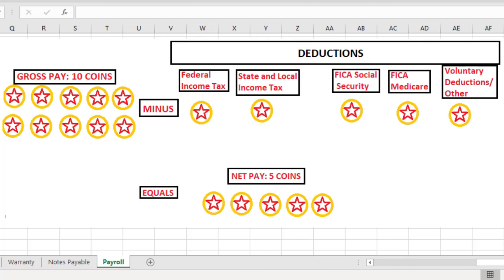Hello! Today we are going to be talking about payroll liabilities. But before we get into a problem, I want to talk about this graphic that I've created. If you are an employee working for a company, in any given period you're going to make some amount of money, let's say 10 coins in this example.